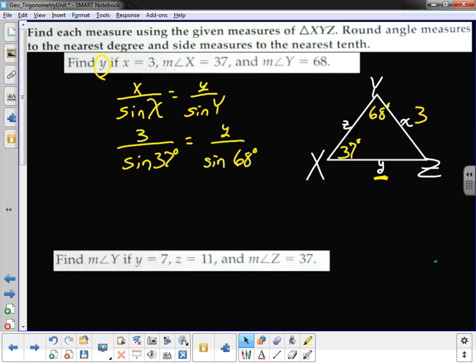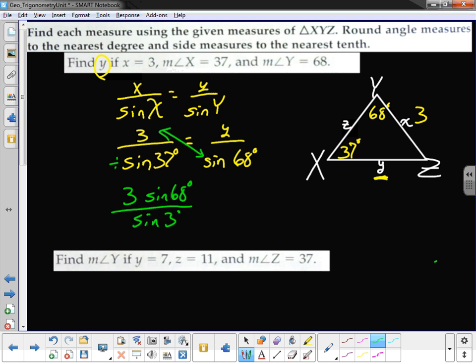So now we just go ahead and solve this proportion. The quick way to solve proportions like this is to cross multiply and divide. You multiply the two that have numbers in them, and then you divide by the other number that's there. So if I take 3 times the sine of 68, and divide that by the sine of 37, I'm going to get side y.